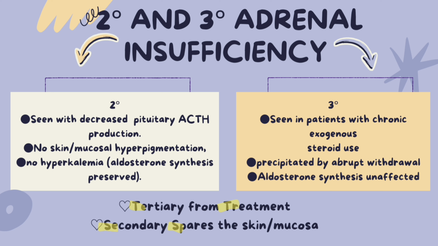Tertiary is seen in patients with chronic exogenous steroid use. Chronic steroid use suppresses the hypothalamic pituitary adrenal (HPA) axis, leading to reduced adrenocorticotropic hormone (ACTH) from the pituitary gland, precipitated by abrupt withdrawal due to the prolonged suppression of endogenous ACTH. Aldosterone synthesis is unaffected because aldosterone production is primarily regulated by the renin-angiotensin-aldosterone system.